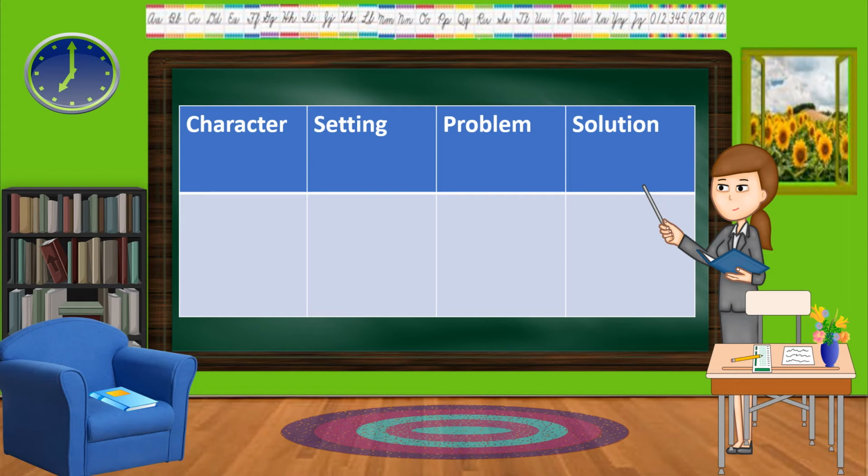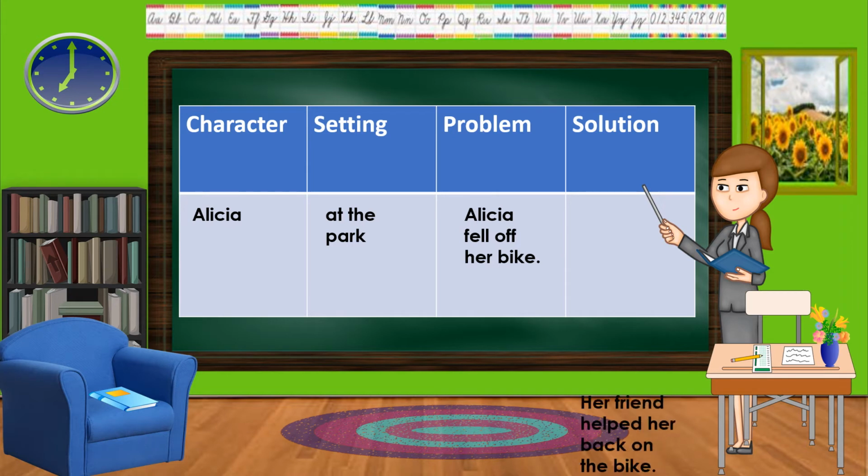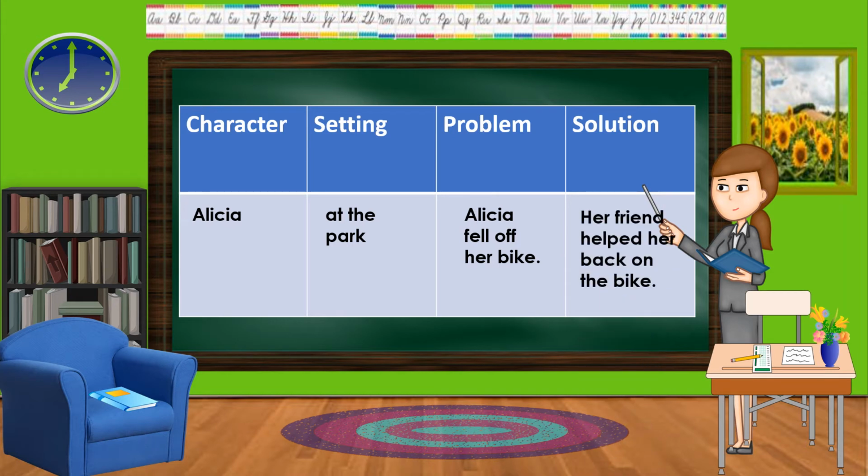Now, who is the character in the short selection? Okay, Alicia. What is the setting? At the park. What is the problem? Alicia fell off her bike. And the solution? Her friend helped her back on the bike.